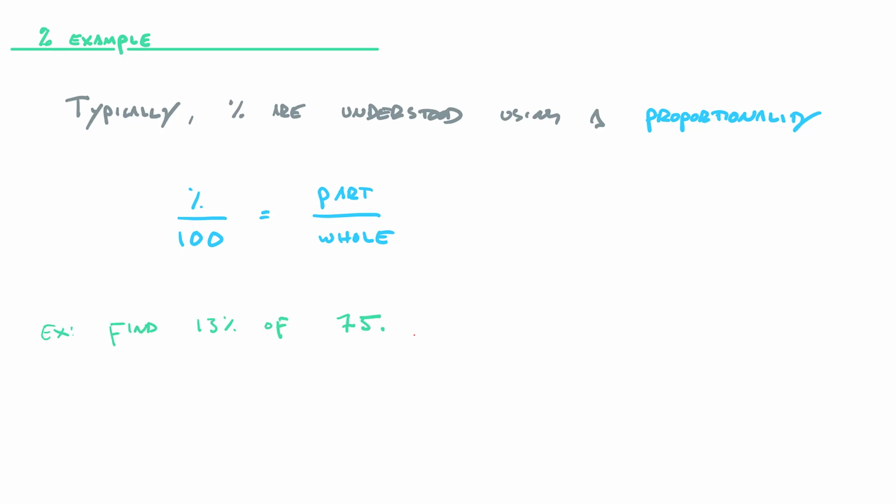Anyway, if you do some cross multiplication here, then how you would figure out 13% of 75 for this example is you'd set up 13 over 100 is equal to x over 75, right? Because we don't know what 13% of 75 is, that's what we're trying to find. That's the part. You do some cross multiplication, you get 13 times 75 is equal to 100 times x.